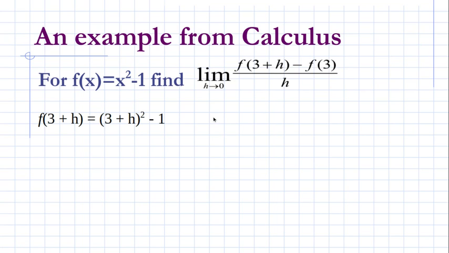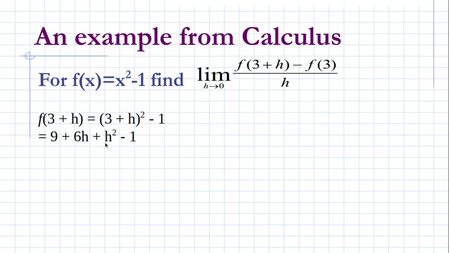So for f of 3 plus h, since this is our function f of x, this is just telling us to replace all of our x's with 3 plus h. So on this side, if we replace x with 3 plus h, we get (3 plus h) quantity squared minus 1. And then we just want to simplify that. So we're going to square this binomial. Make sure you FOIL it out. You're going to get 9 plus 6h plus h squared. And then we have the minus 1 here at the end.